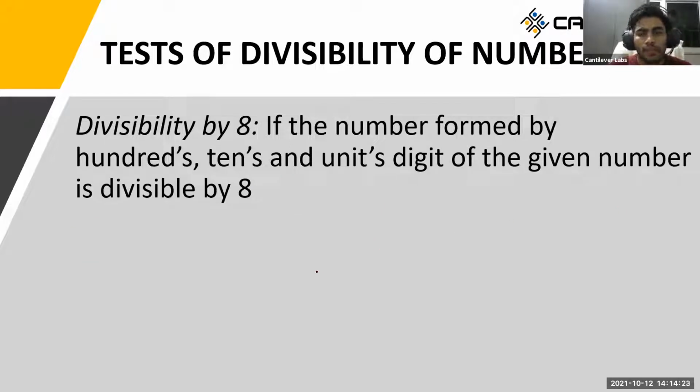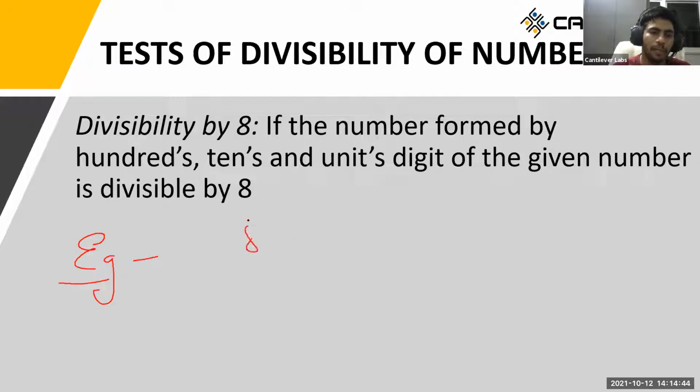Next, moving on to divisibility by 8. Divisibility by 8 is similar to divisibility by 4. In the case of 4, we need to consider the last two digits, that is the units digit and tens digit. But with divisibility by 8, we'll consider the last three digits, that is units, tens, and hundreds.